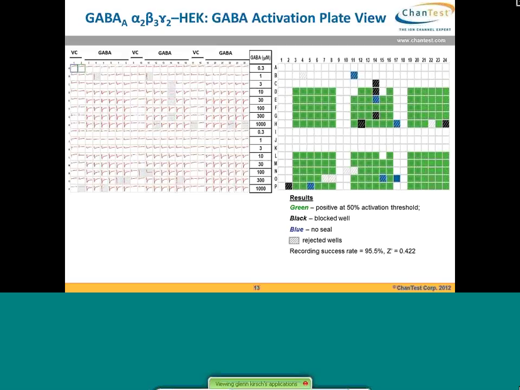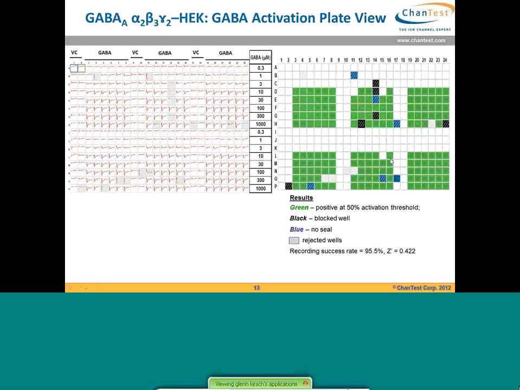So here's an example of GABA currents in a concentration response mode where the top half of the plate goes from 0.3 micromolar to 1 millimolar, and then just repeat in the bottom half of the plate. These are the current readings from the wells where we alternate between application of GABA and vehicle control in these columns. And then the heat map from this sort of experiment where we've colored in green current amplitudes that exceed 50% activation threshold, and then you can get an idea. So the blank wells are below that threshold, and you can see the vehicle control wells here.